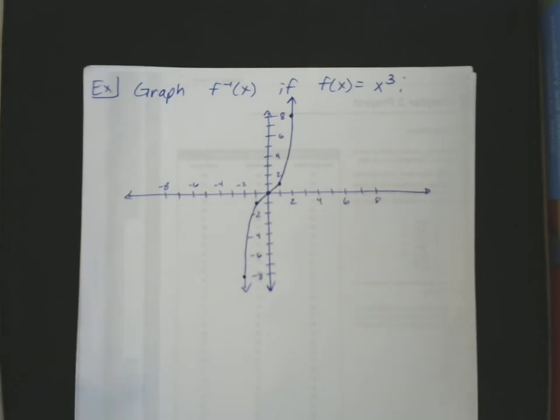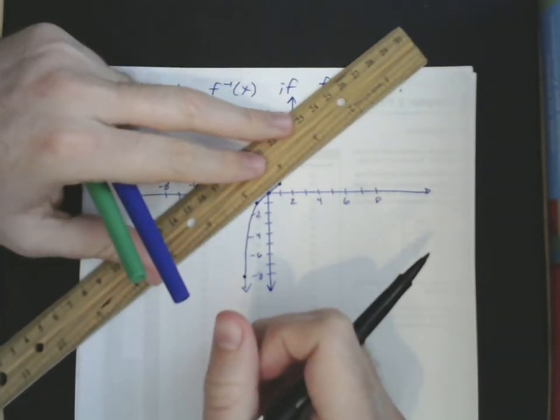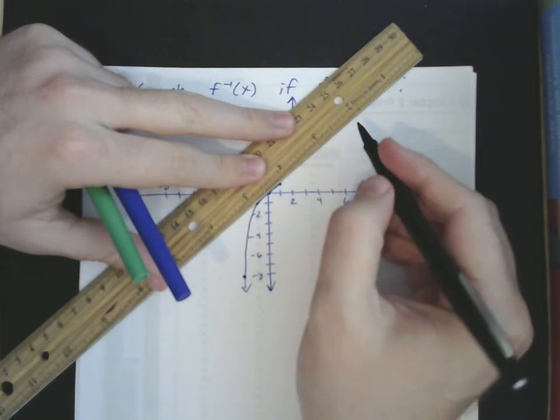Then we graph the line y equals x. Now y equals x goes through 0, 0, 1, 1, and negative 1, negative 1. So I don't need to graph anything new. I'm just going to make the line here.